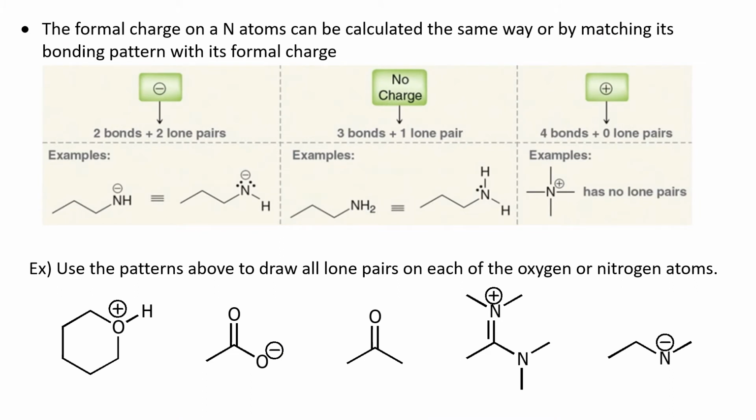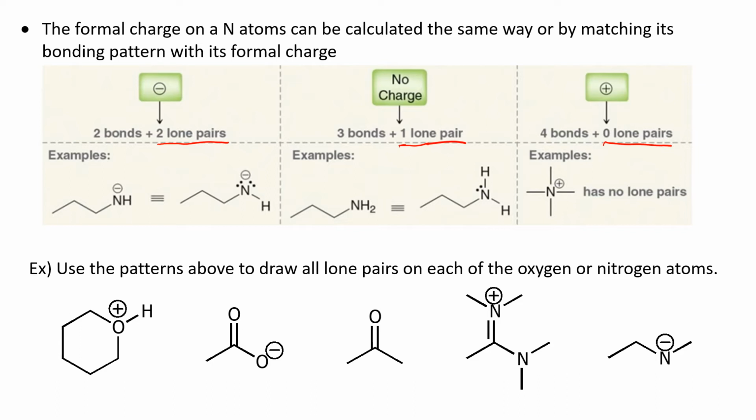Next, we're going to look at nitrogen. So nitrogen atoms can have formal charges calculated in the same way, but the bonding patterns are a little bit different. But you still want to remember these patterns. If you see a nitrogen atom with a negative charge, it's going to have 2 lone pairs. If you see a nitrogen atom with no charge, if it's neutral, it's going to have 1 lone pair. And if you see a nitrogen atom that has a positive charge, it has no lone pairs every time.